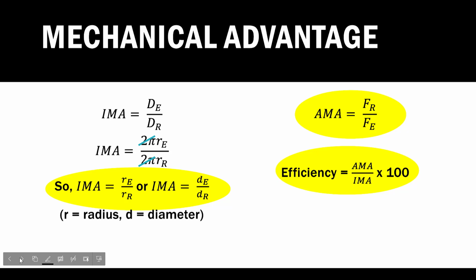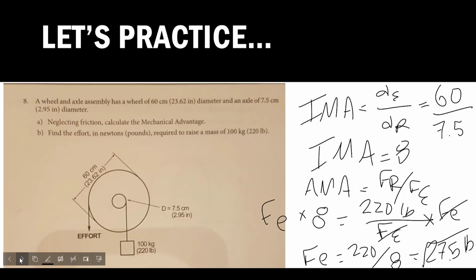Man, that's sloppy. Sorry, I don't have my pen, which I usually use to write on my screen. So we found the mechanical advantage neglecting friction, the IMA. We used that and the assumption that a wheel and axle in this particular example is 100% efficient. And we found the effort force is 27.5 pounds.